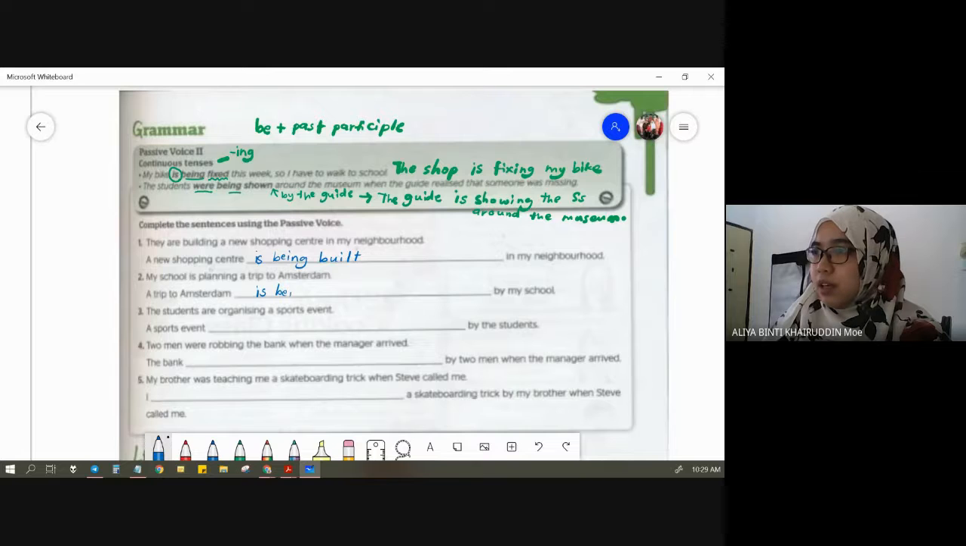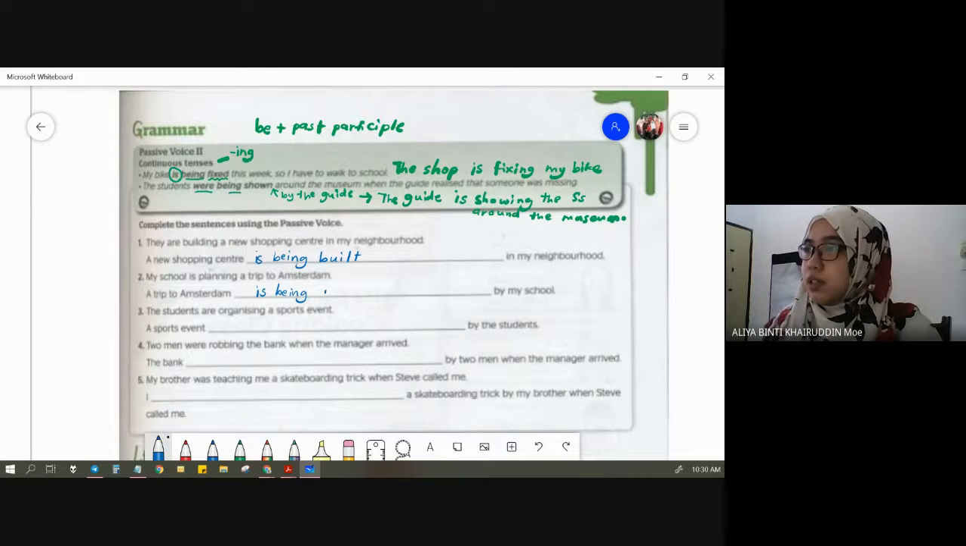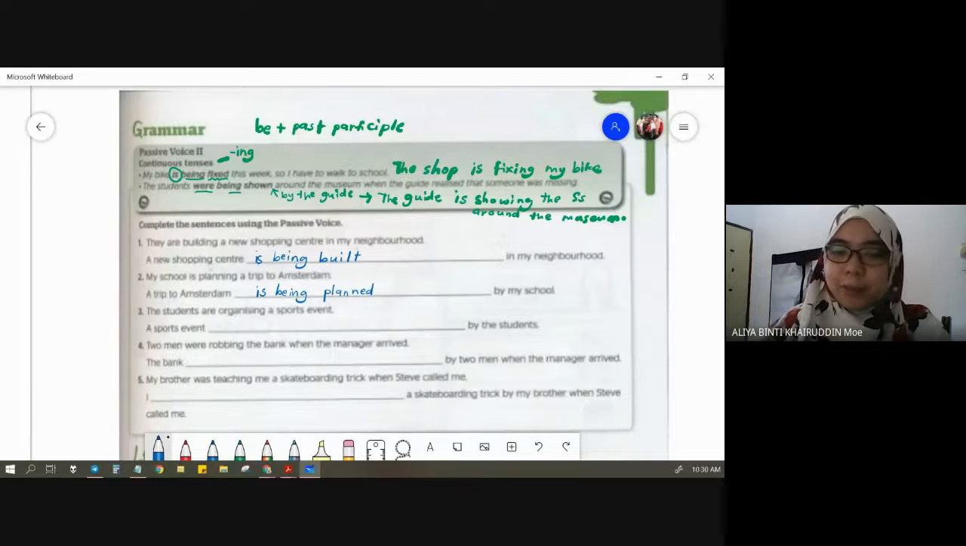Is being. What is the past participle of planning? Is being planned, right? So a trip to Amsterdam is being planned by my school. This one is quite easy because you just put the verb to be: is being, or are being, or was being, or were being. But after being, change the verb into the past participle.